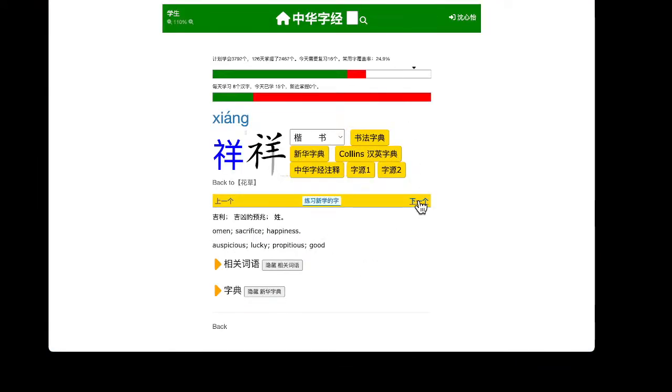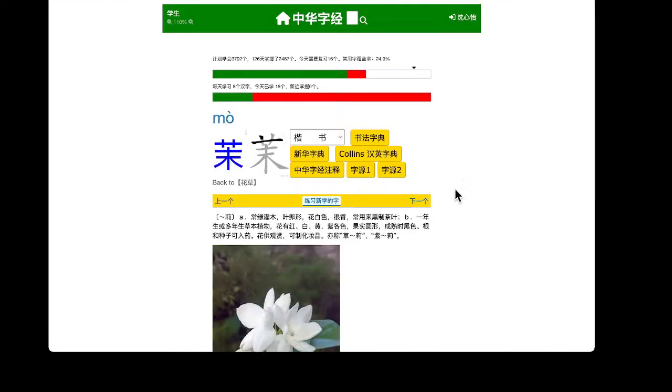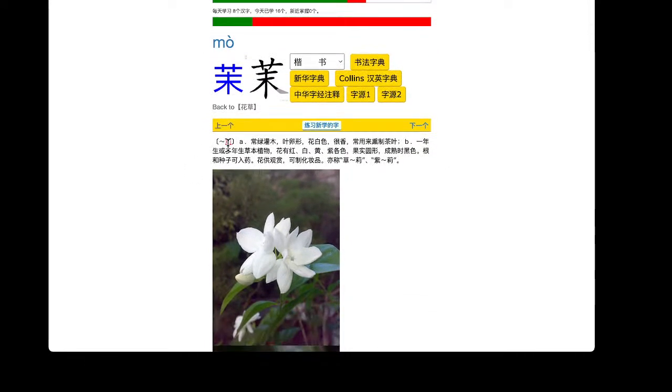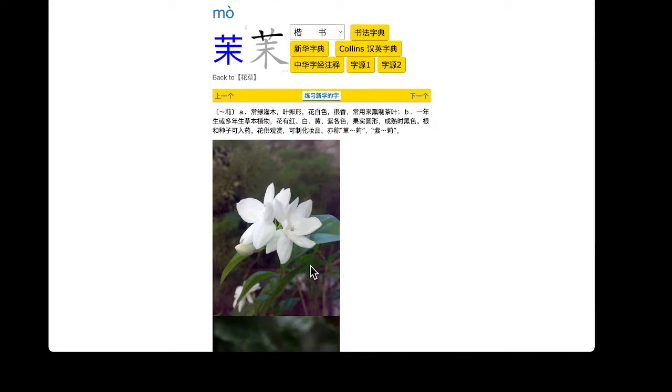Next one. 请练习今天新学的字. Now 茉 is part of the word 茉莉. 茉莉 is a type of bush. Okay, and then the flower is very beautiful. Here's the picture. Okay, 茉莉, and also the 茉莉 is very 香. It's very fragrant, so very nice smell. So it's 茉莉花. Okay.